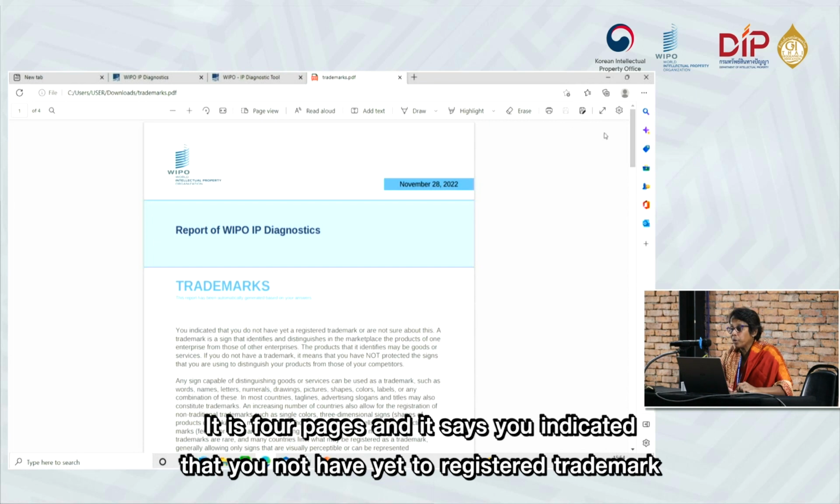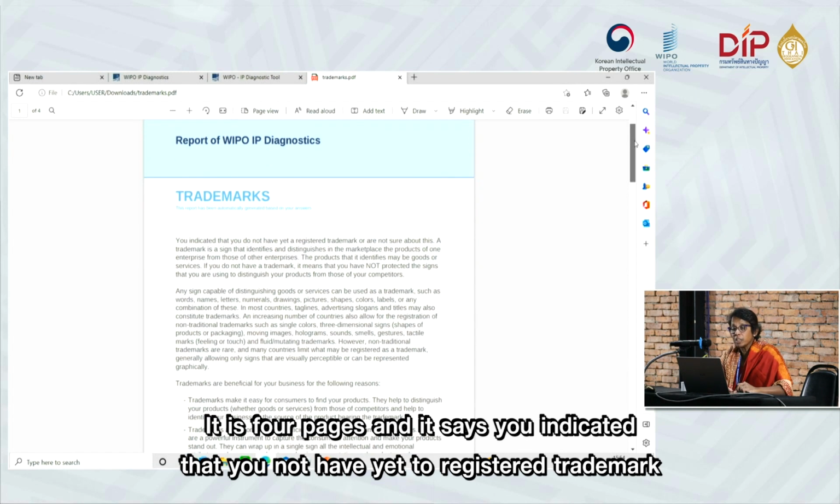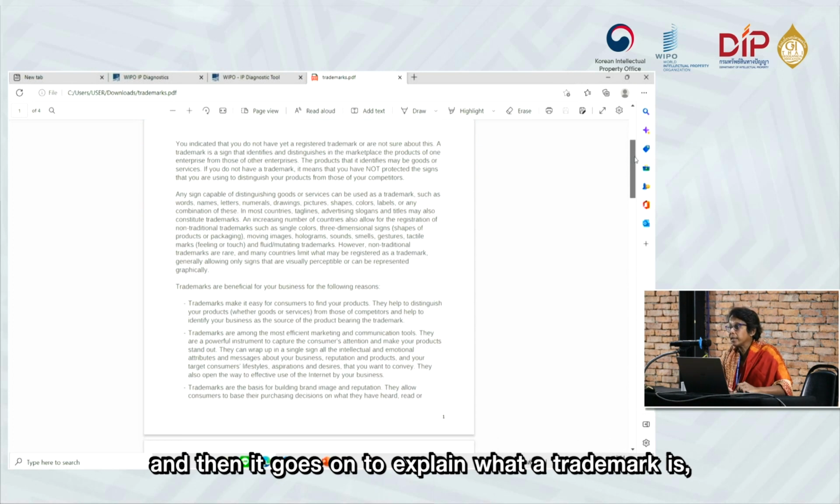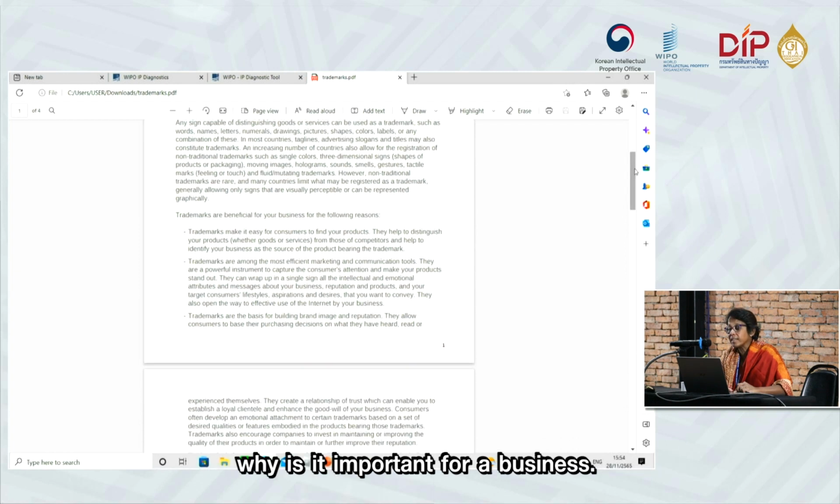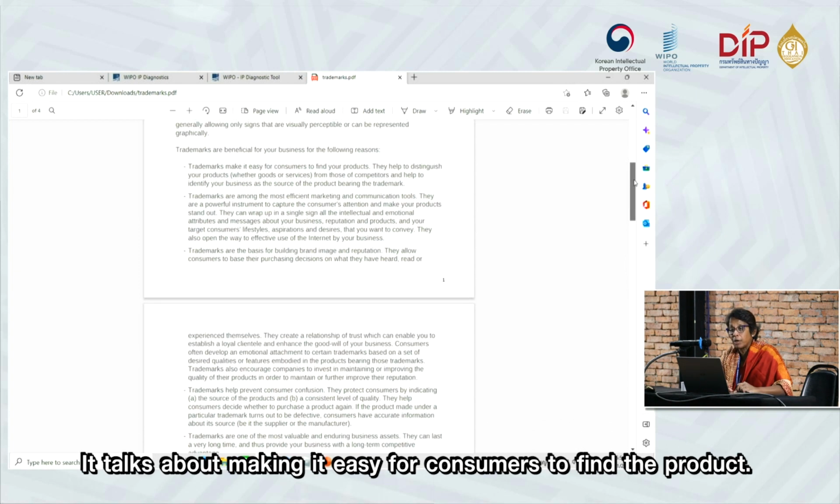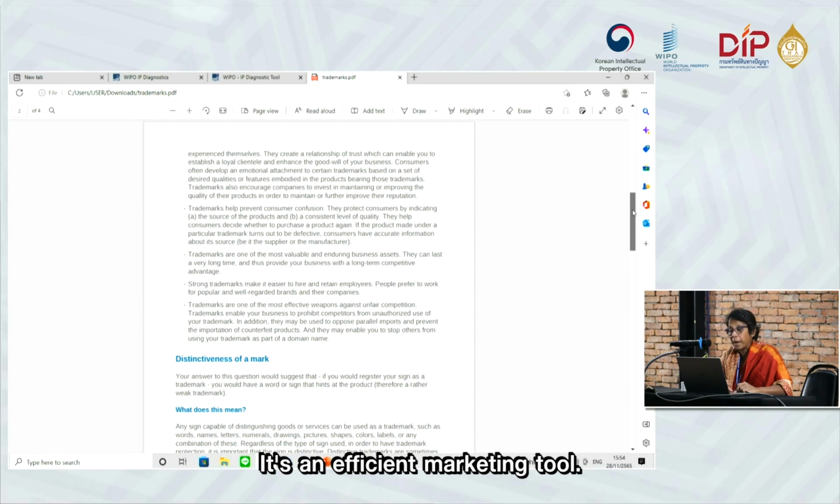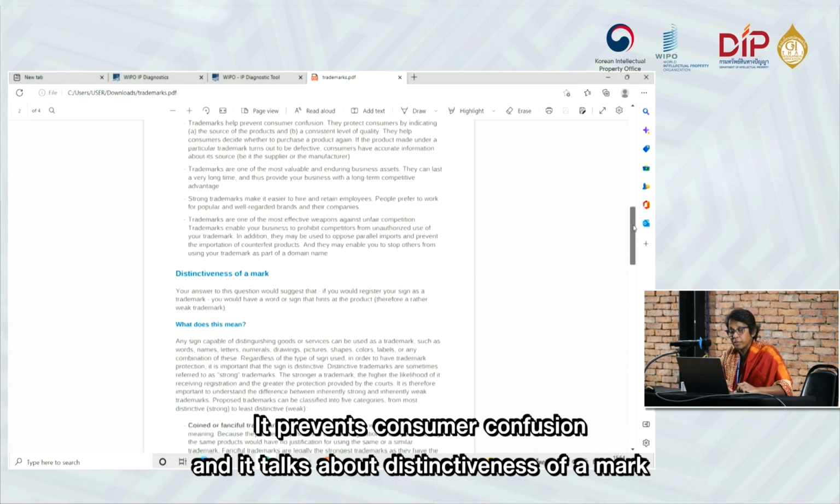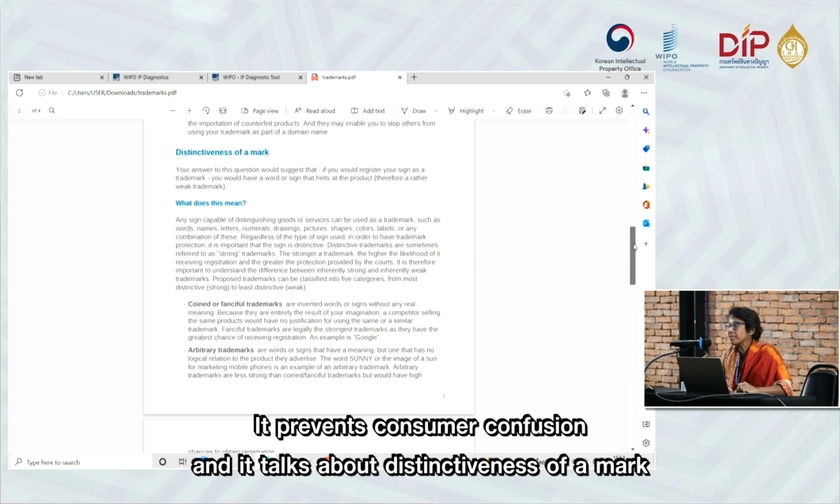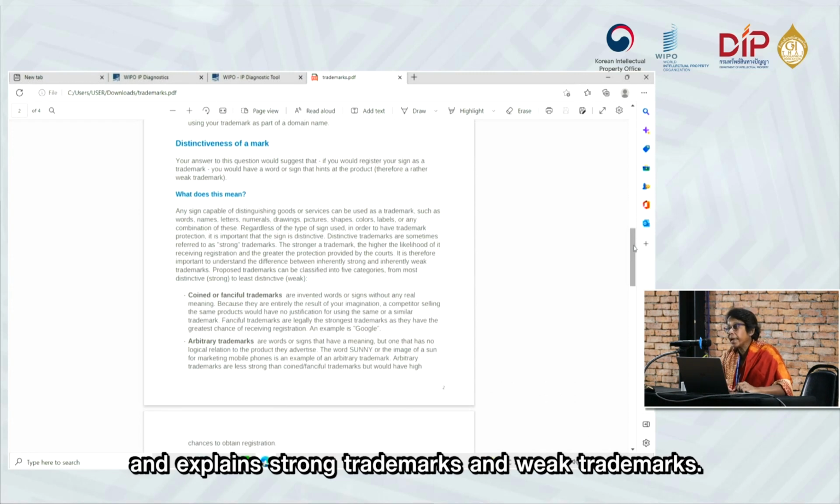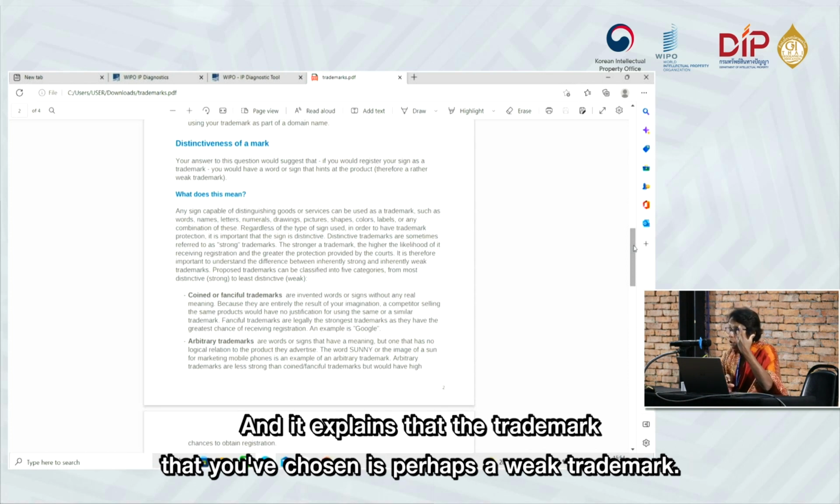And you get this report, it is 4 pages, and it says you indicated that you do not have yet a registered trademark. And then it goes on to explain what a trademark is, why it is important for a business, talks about making it easy for consumers to find the product, it's an efficient marketing tool, it prevents consumer confusion, and then it talks about distinctiveness of a mark. And it explains strong trademarks and weak trademarks. And then it explains that the trademark that you've chosen is perhaps a weak trademark.